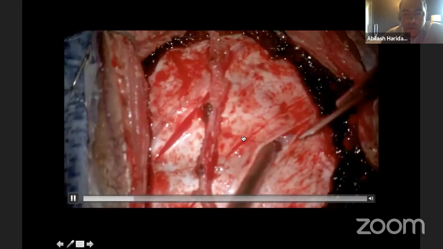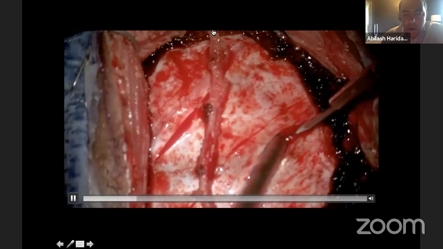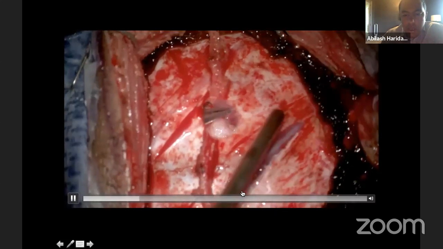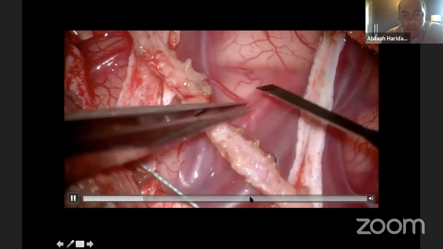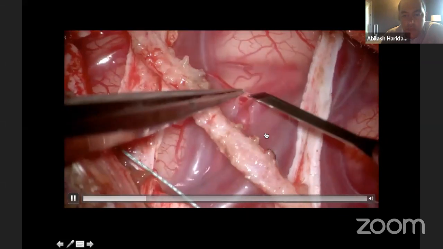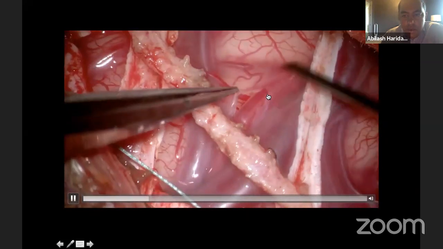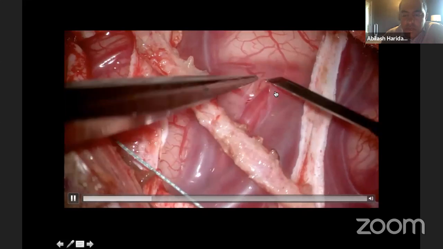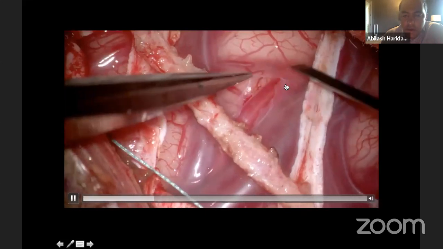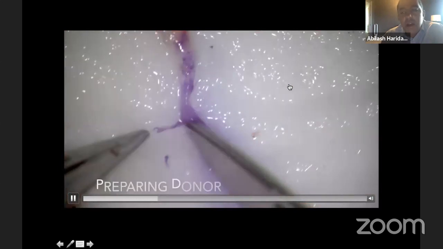And here we're preserving the middle meningeal artery. I've kept the parietal branch in situ. Using very fine forceps, pick up the arachnoid and cut the arachnoid. This is the recipient vessel that we're seeing here. Cut the arachnoid very carefully. Take your time, very gentle movements. Spend a lot of time here.